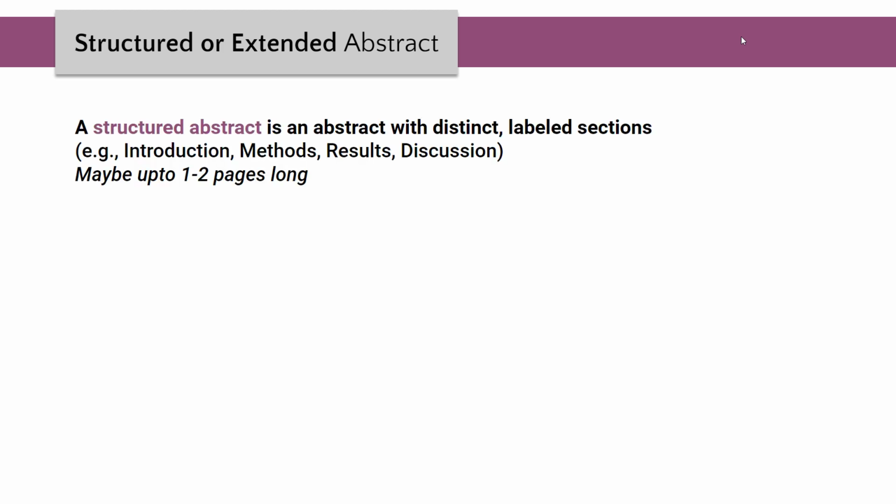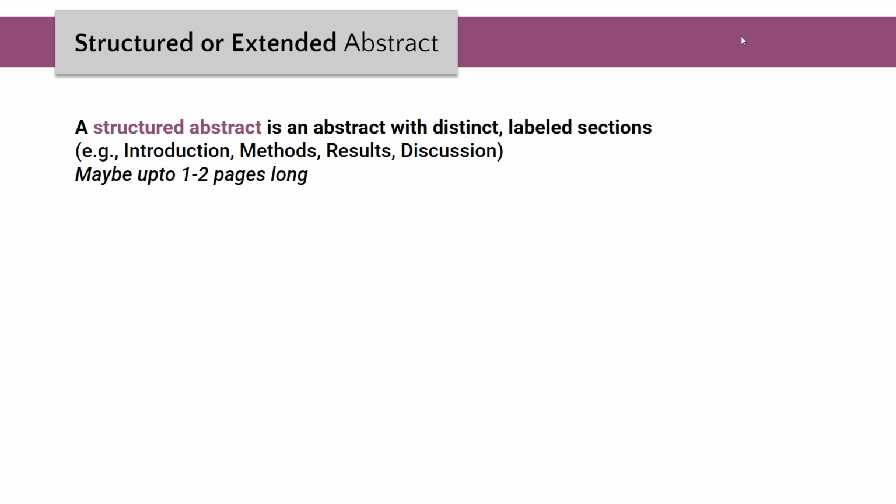Now, in addition to these general abstracts, which are typically 200 or 300 words long and are supposed to be in paragraph form, there are other types of abstracts called structured abstracts or extended abstracts. These are much longer than your regular abstracts, and they have distinct labeled sections like introduction, methods, results and discussions. It could be 1 page or 2 pages long, depending on where you are submitting it.